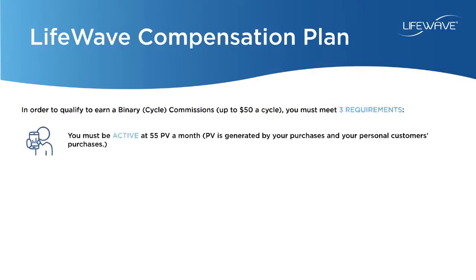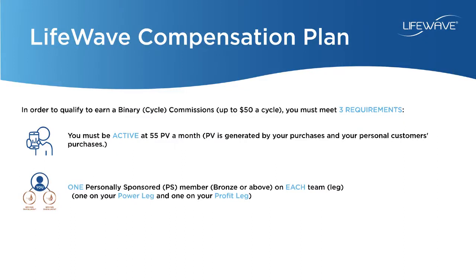You must first be active at 55 PV a month. And that volume, that PV, is generated, as a reminder, from your purchases as well as your personal customers' purchases. You also have to have a team structure in place. You have to have 2 personally sponsored bronze members, or bronze or above, but 1 on each leg. So 1 bronze on your power leg and 1 bronze on your profit leg. And as a reminder, bronze, that's an enrollment kit, an associated title.